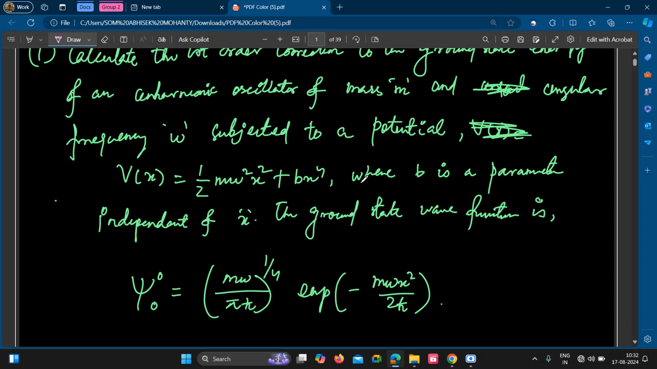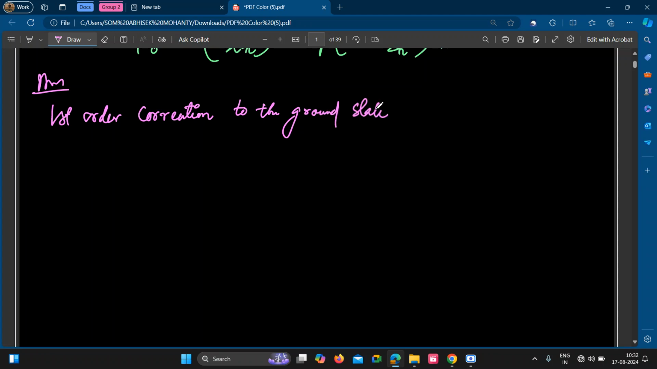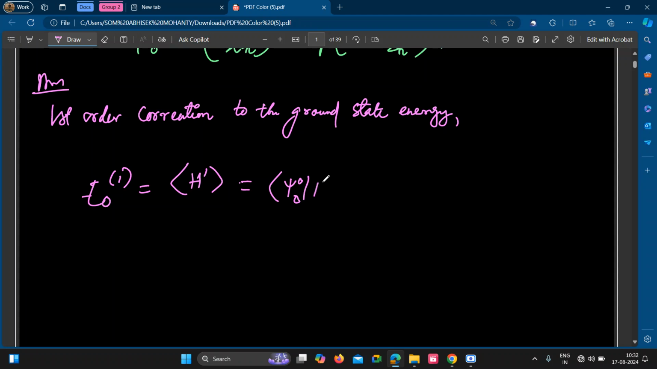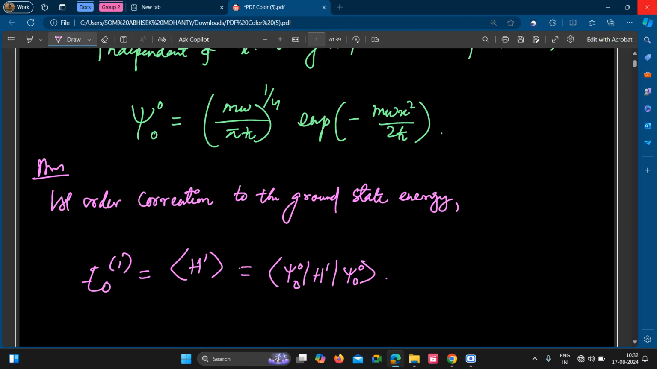Okay, so let's solve it. The first order correction, we know, right? What is first order correction? First order correction to the ground state energy is E01, we write like this. That is the expectation value of the perturbed Hamiltonian, so we can write psi naught, H dash, psi naught. What is psi naught? Psi naught is given, that is (m omega by pi h cut) to the power 1 by 4 and so on.